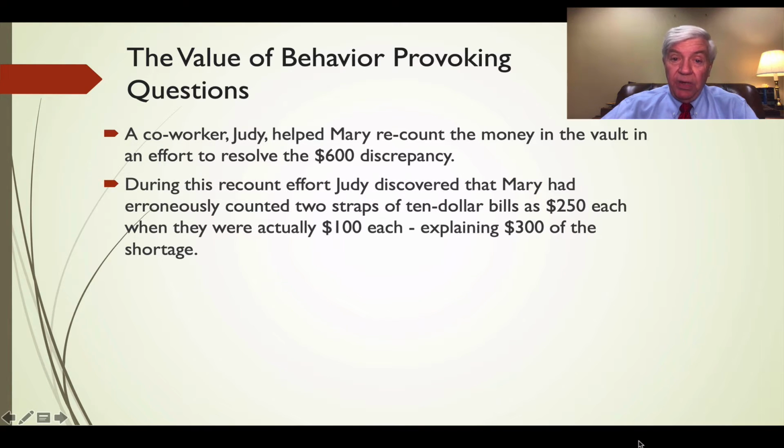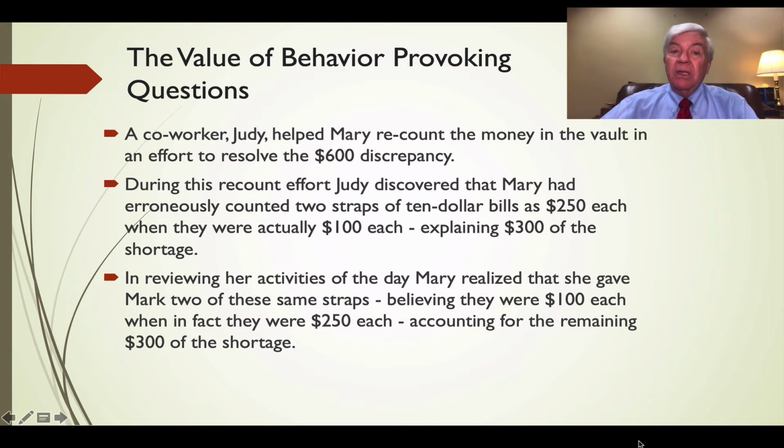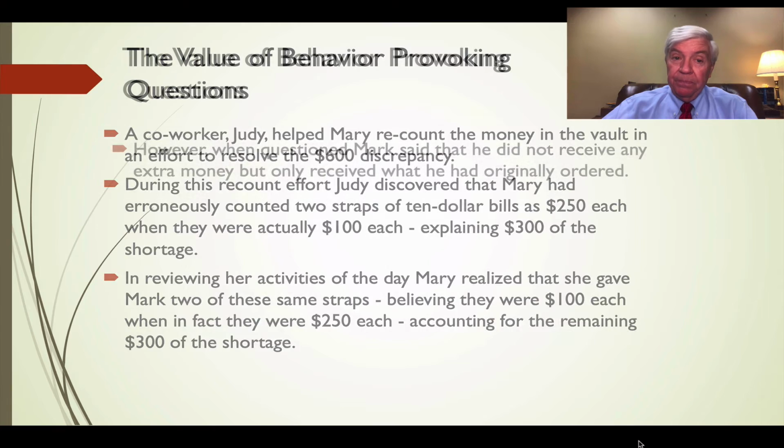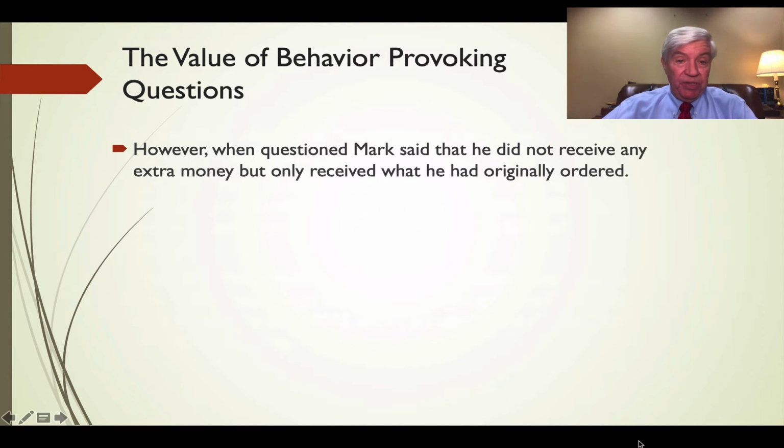During the course of this recounting effort, Judy discovered that Mary had erroneously counted two straps of $10 bills as $250 each when they were actually $100 each, explaining $300 of the shortage. In reviewing her activities for the day, Mary realized she gave Mark two of those straps, believing they were $100 each when they were $250 each, accounting for the remaining $300 of the shortage. However, when questioned, Mark said that he did not receive any extra money. He only received what he originally ordered. So, during the course of the interviews of these two individuals, here are their respective answers to the four behavior-provoking questions we reviewed, and we'll see if we can help draw some conclusions as to their credibility from their responses.